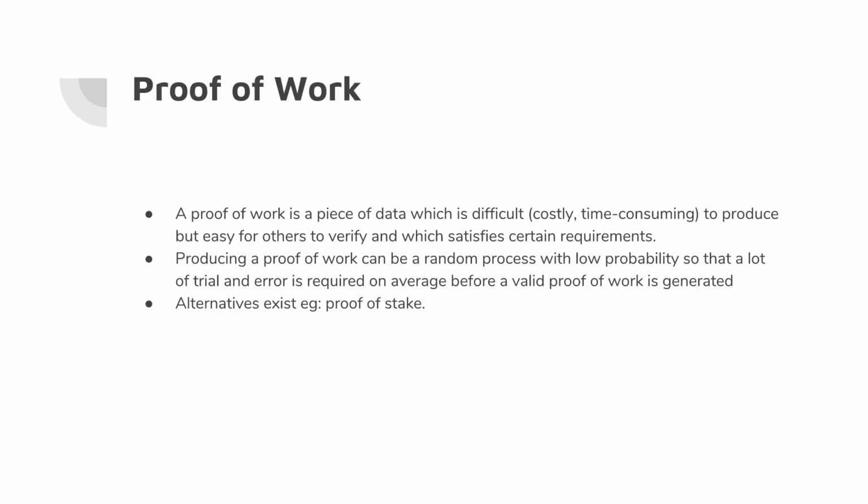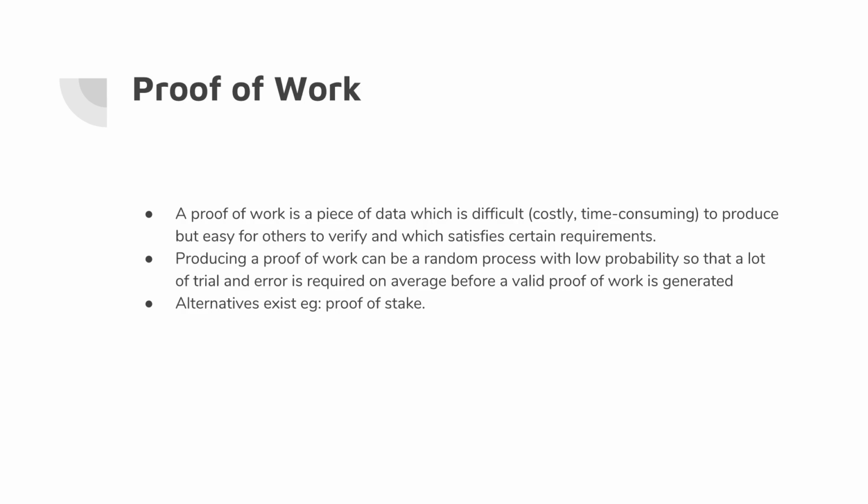Next we are going to look at the proof of work concept. Here the problem is who has the right to add the next block to the blockchain. This is solved by the proof of work concept. In proof of work, a piece of data is difficult, costly or time consuming to produce but easy for others to verify, and it satisfies certain requirements. In this case we are using the hashing proof of work model, in the sense that we try to find a hash of the block which has certain properties, such as the hash is less than a certain value, or the hash has a certain number of zeros.